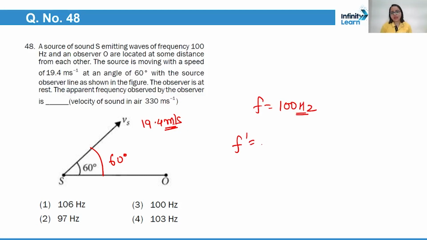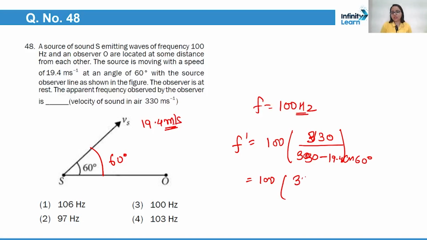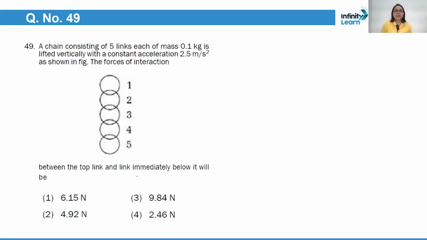So apparent frequency F dash is 100 into V, which is 330, so let's write it 330 only, divided by 330 minus velocity of the source along the line joining source and observer. So it is 19.4 into cos 60 degree. So it is 100 into 330 divided by 330 minus 19.4 into cos 60 degrees, 1 by 2. So after solving this one, you'll get apparent frequency as approximately 103 hertz. So correct answer is option 4. Next is question number 49.